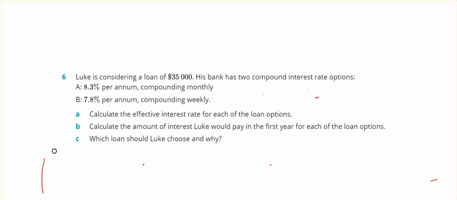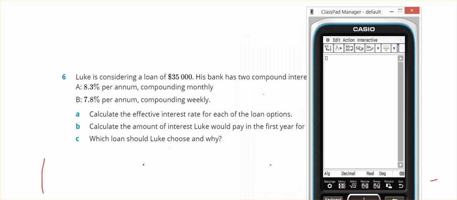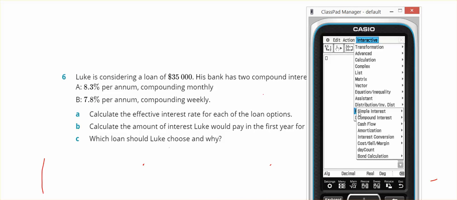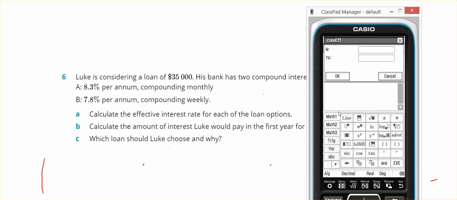So there is a shortcut. You don't need to use the formula. You can just go interactive, financial, interest conversion, convert effective. CONVEFF is the one you want, convert effective. And N is the number of compounding periods per year.